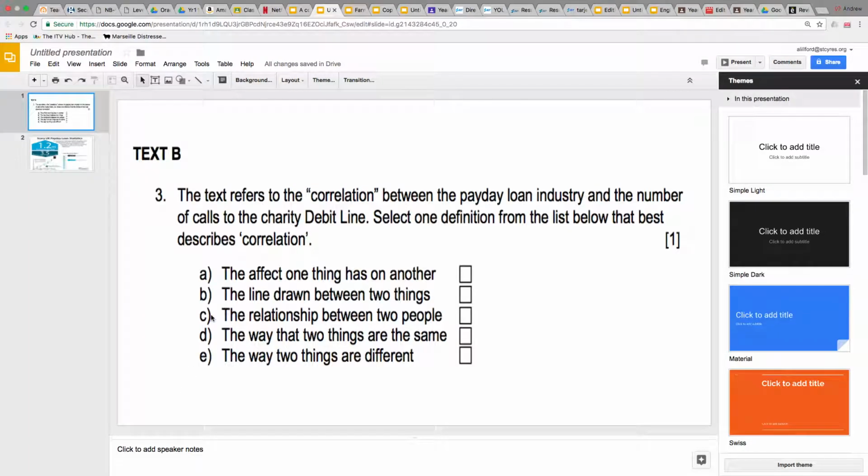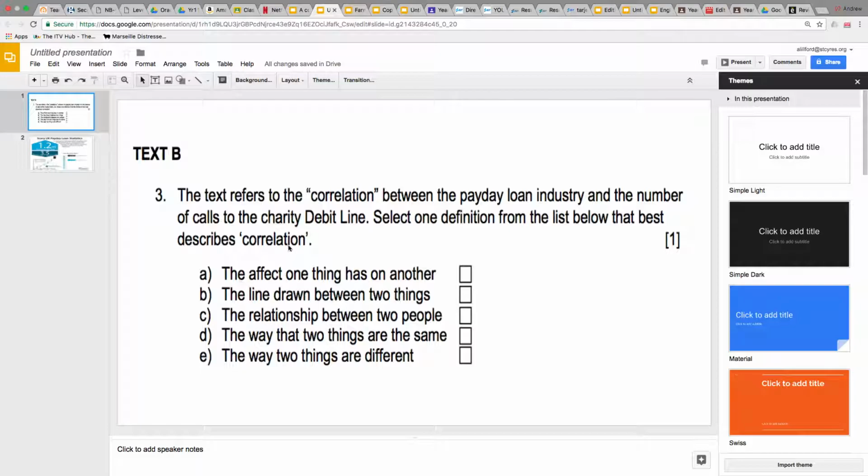Okay, now we're moving on to question 3, which we can see is about a different text, text B. Just make sure that you look at that carefully, make sure you're answering on the right text. Now this is our first example of a multiple choice question, and if we read it carefully, the text refers to the correlation between the payday loan industry and the number of calls to the charity debit line. Select one definition from the list below that best describes correlation.